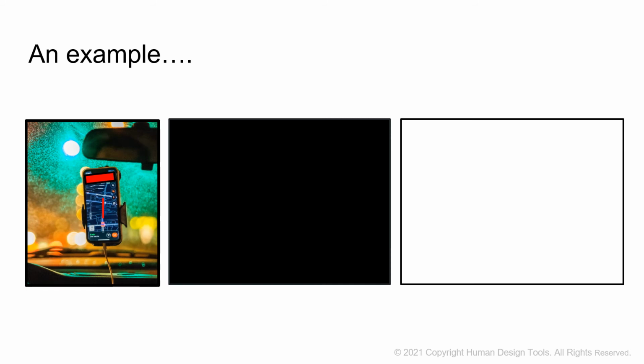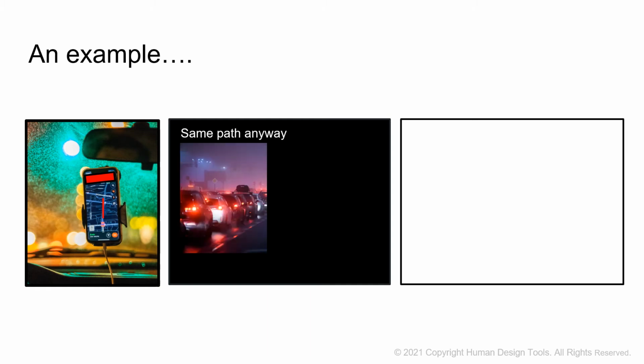Here is an example of the generator strategy playing out. So say it's evening and it's raining out and you're headed to a family dinner, maybe at your sibling's house or your parents' house. Your GPS shows you a sign that there's traffic ahead. So you decide to stay on the same route anyway, hoping that it's going to clear up or not take too long. But then you get stuck in bumper to bumper traffic and you're at least 45 minutes late.